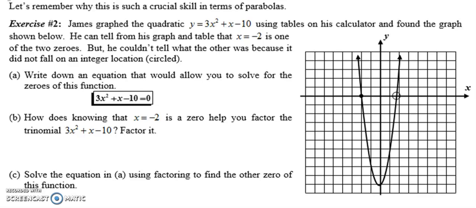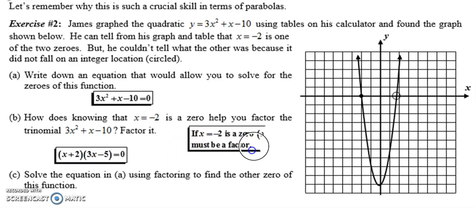All right. Now, let's see how you did. Okay, here's the factored form. And the fact that this x minus 2 is a 0, you should be able to come up with this. If x minus 2 is a 0, then this x plus 2 must be a factor, because remember, that's where this comes from. So just think of the opposite, and you could write one of the factors knowing one of the zeros.